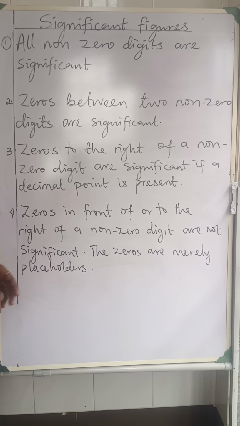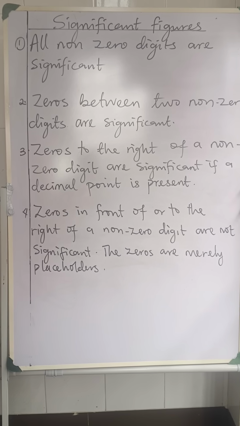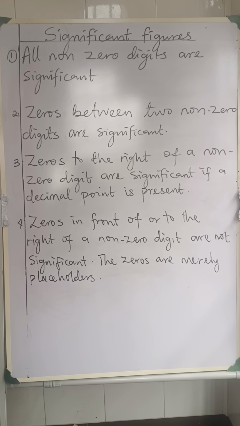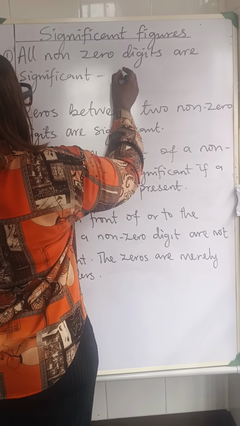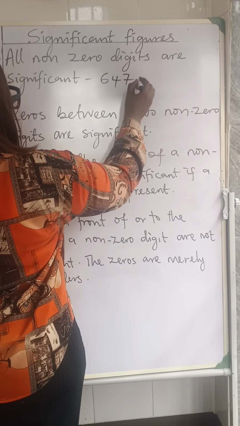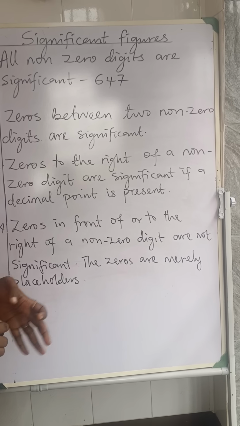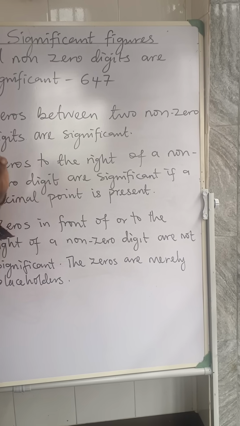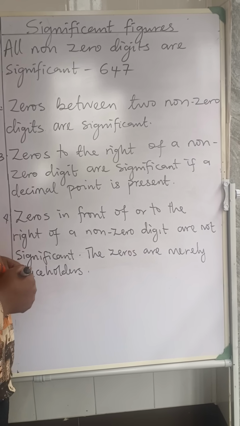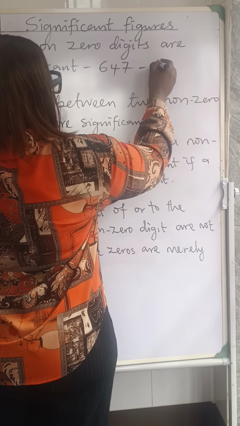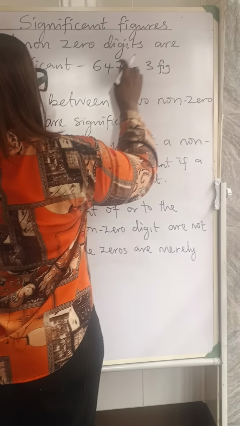Number one, all non-zero digits are significant. An example is this. We have 647. They are non-zero digits. There's no zero there, right? And how many significant figures are there? There are three significant figures. 1, 2, 3.